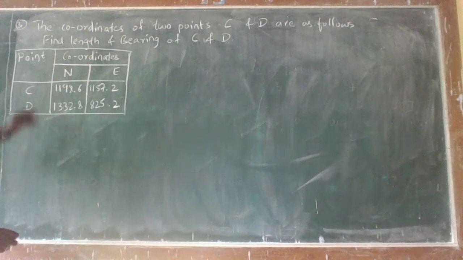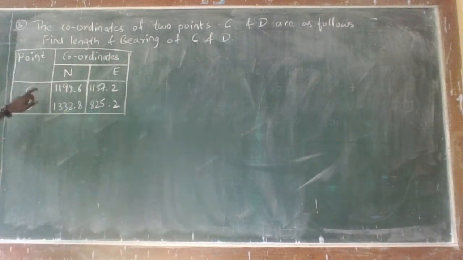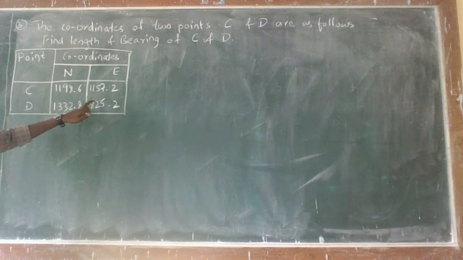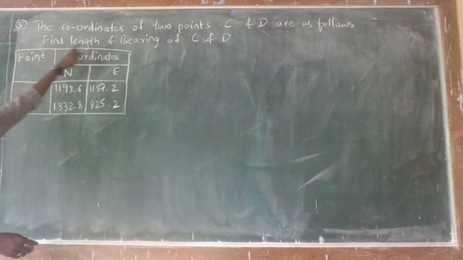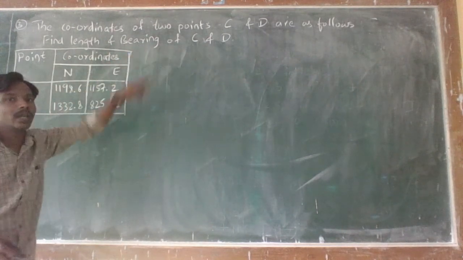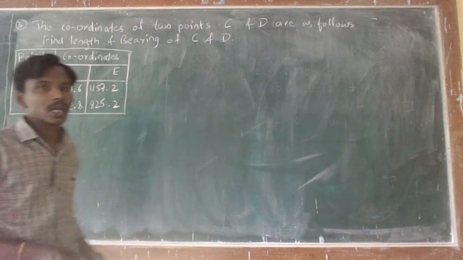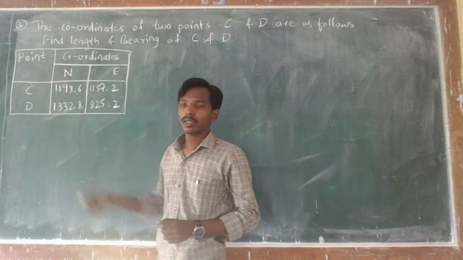So here you can see the coordinates of 2 points C and D are given. So here the north coordinates and east coordinates are given for the points C and D. Now we have to calculate the length of the line CD and bearings of C and D. So to calculate that, we first have to calculate latitude and departure of the CD line.